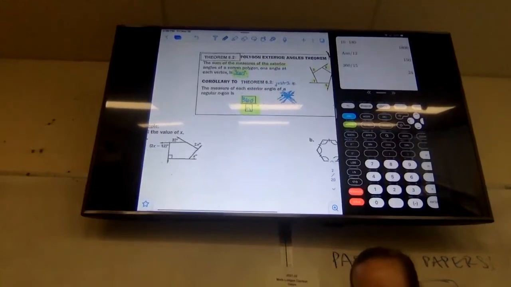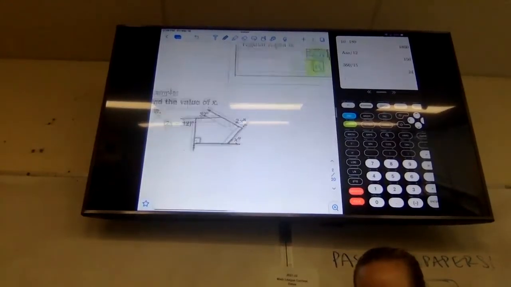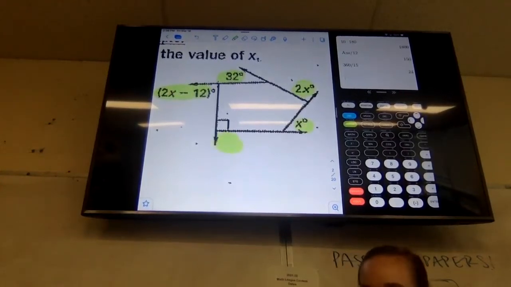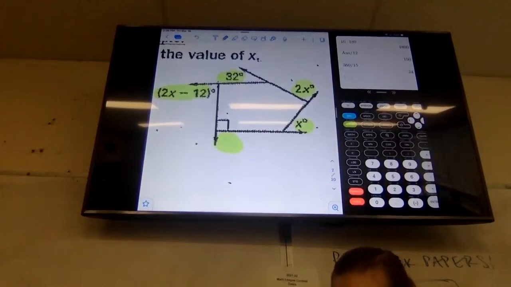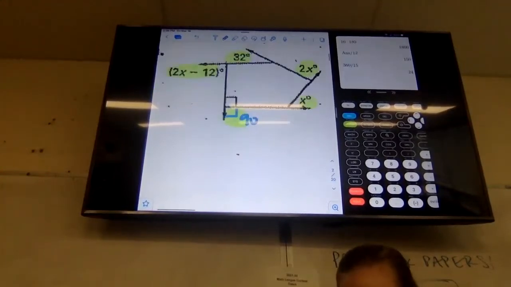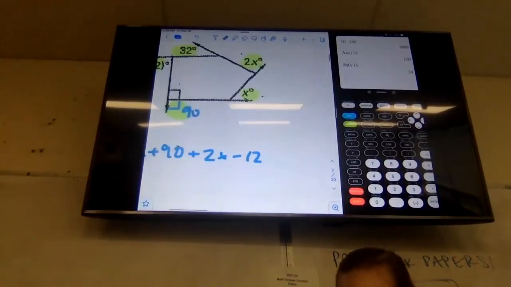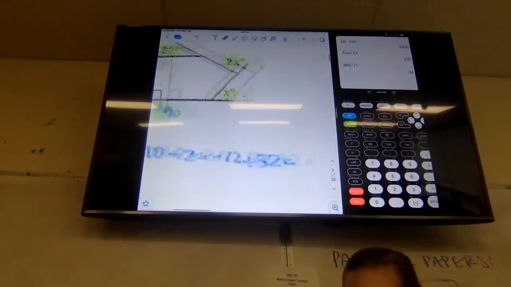And so we're going to go solve these. If I look at the first example I have, I've got all of these angle measurements. And what is the sum of the exterior angles? 360. So I'm going to add them up and set them equal to 360. What's this one that doesn't have anything on it, though? What do we call that angle? 90. Very good. I got a little 90-degree angle there. Okay, so I've got 2x plus 90 plus 2x minus 12 plus 32 equals 360.